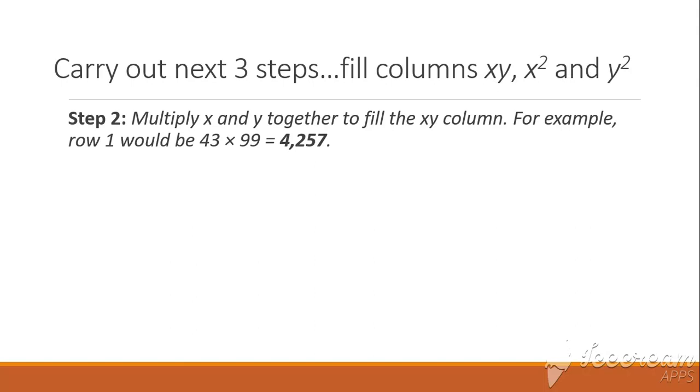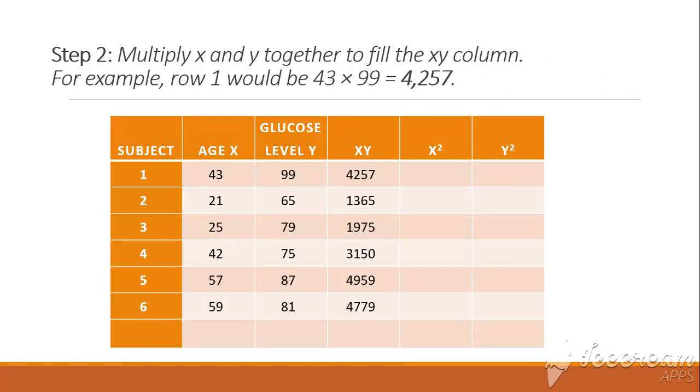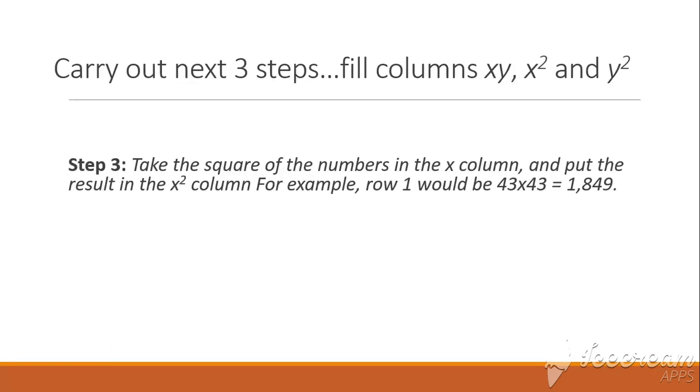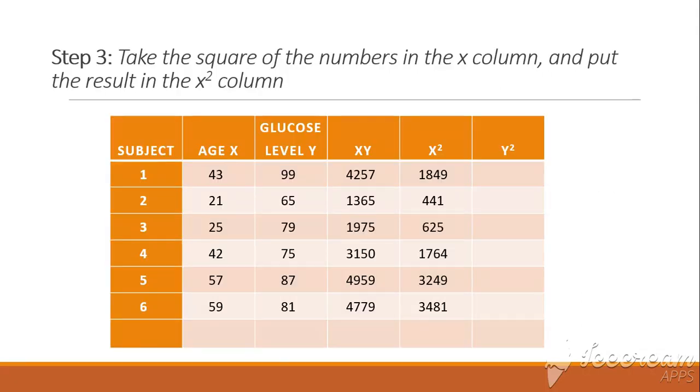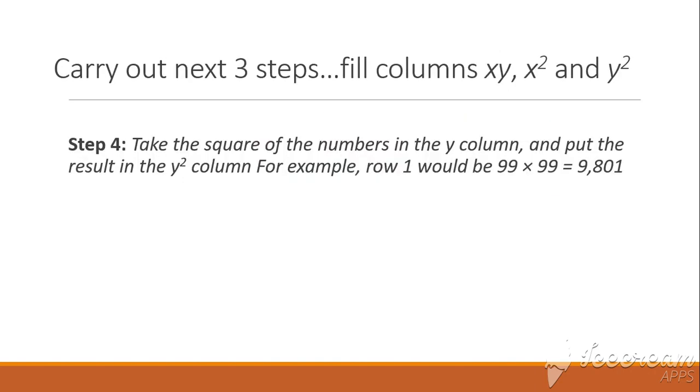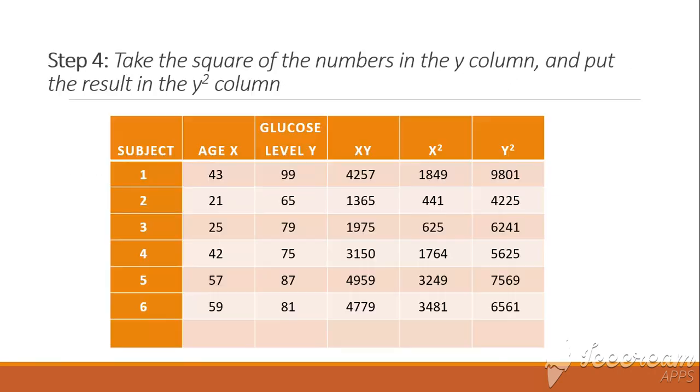For example, row 1 would be xy. In this example xy means 43 times 99. You have to calculate the product and fill out the entire column. Similarly, the next two are x squared and y squared. X squared is x times x, it means 43 times 43. You make the entire column like we did earlier. Y squared is also done the same way, 99 times 99, it's 9801. Once you do all the operations, your table will be filled, your tabulation is done. You will get a substantial amount of marks for this.